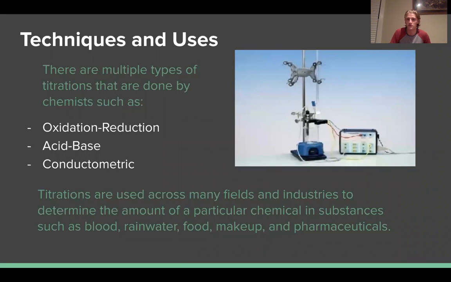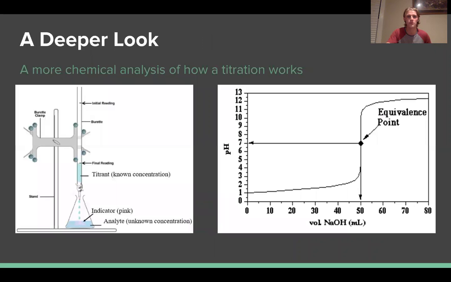Titrations are used across many fields and industries to determine the amount of a particular chemical in substances such as blood, rainwater, food, makeup, and pharmaceuticals. So these are widely used techniques in laboratories all over the country and world.